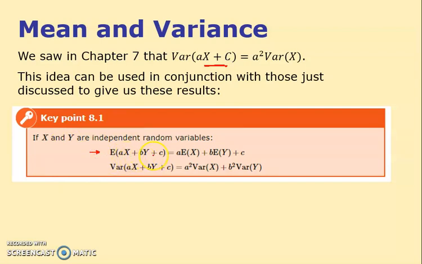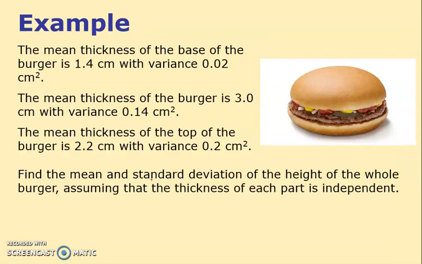The variance of ax plus by plus c, you'll notice it's a more complicated version of what I just wrote down, is a squared times the variance of x, plus b squared times the variance of y. The c still disappears, it doesn't matter, but I square both parts. So that's really just a more complicated version of the variance of x plus y equals the variance of x plus the variance of y. Let's use these in a couple of questions then.